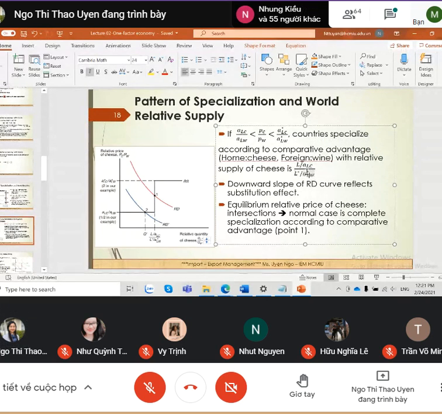Home country still has total labor L, and the total labor resource is L, so they can produce this amount of cheese, and if foreign puts all its labor into wine, it can produce this amount of wine.